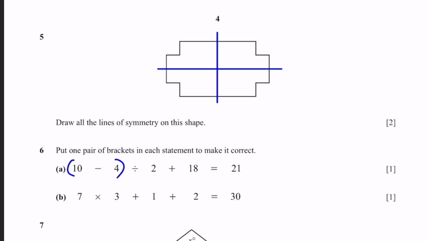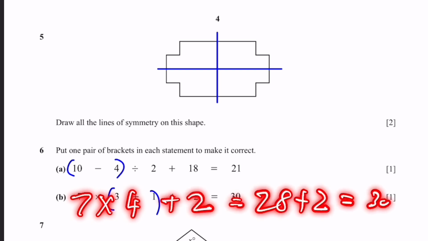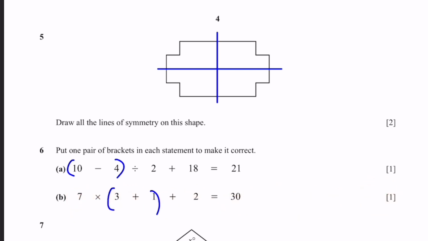There's no other answer. B, 7 times 3 plus 1 plus 2 is 30. We know that 7 into 4 is 28. 7 into 4. And 28 plus 2 is indeed 30. So we put a bracket here to add them up and get 4. Then we multiply and then we add 2. We'll get 30. So you can put a bracket there. As I just said, 3 plus 1 is 4. So 7 into 4 plus 2. That's equal to 28 plus 2 since multiplication is first. And then we have 30. That's the answer.